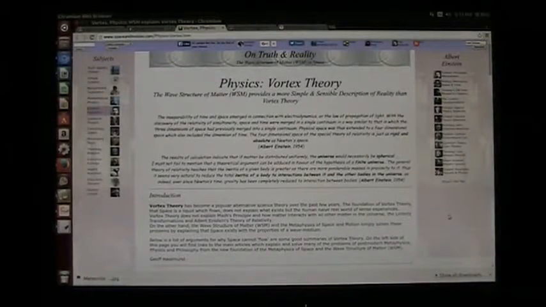All right, this regards vortex theory and matter, and it relates to time and the wave structure versus vortex theory. It's all gobbledygook as far as I'm concerned. I have a theory called vortex theory, but it has nothing to do with time.